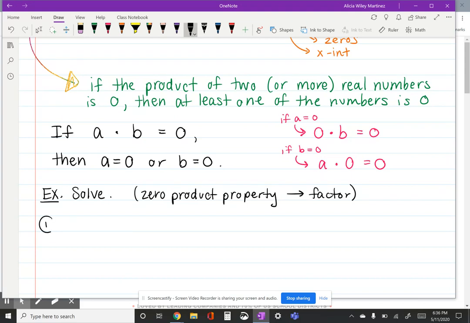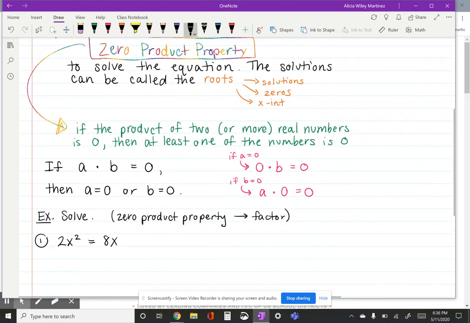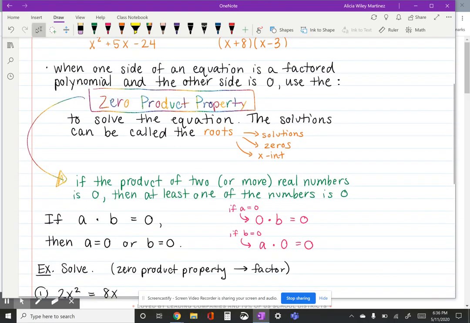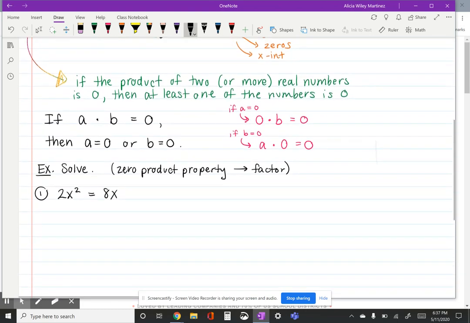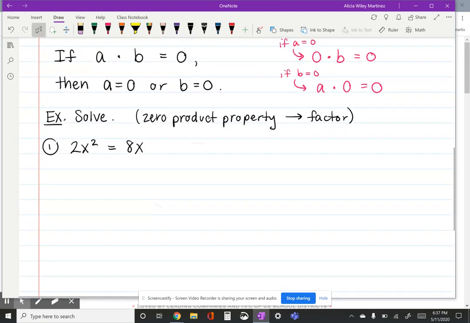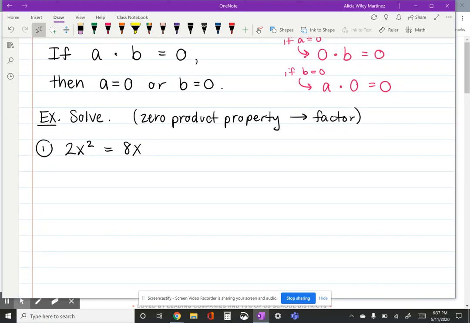Right? So let's look at number 1. In number 1, we have 2x squared equals 8x. Now remember, in order to use the zero product property, you must have, let's go back to the top here, it says when one side of an equation is a factored polynomial and the other side is 0. So that right there tells you that I need to have my equation set equal to 0.